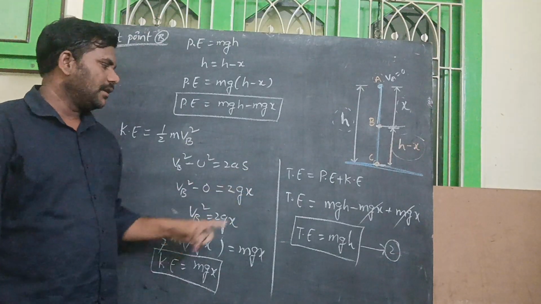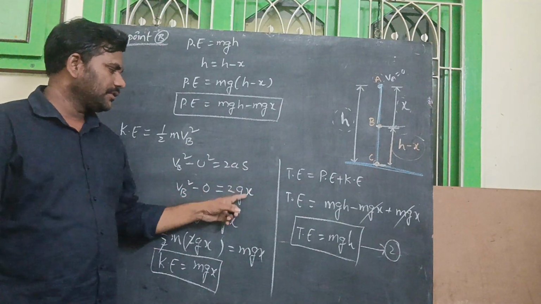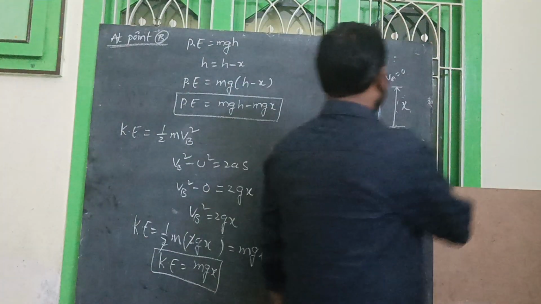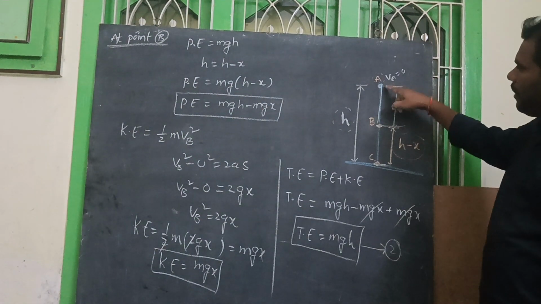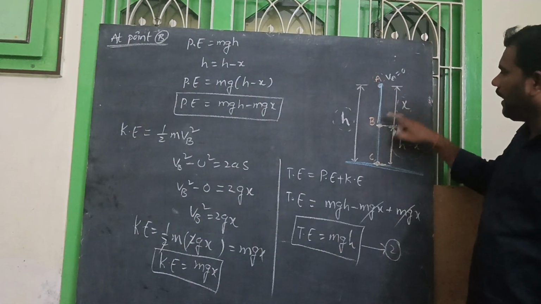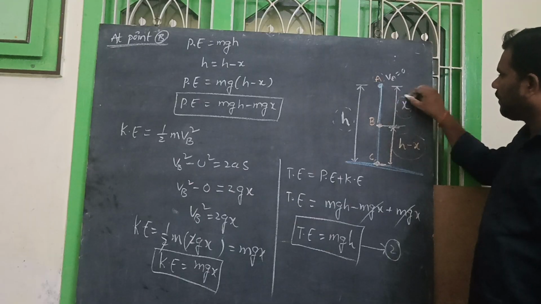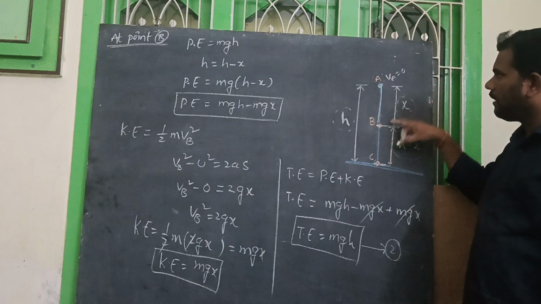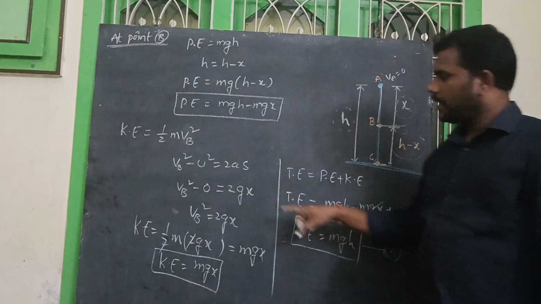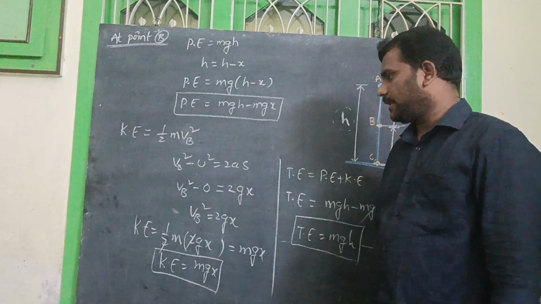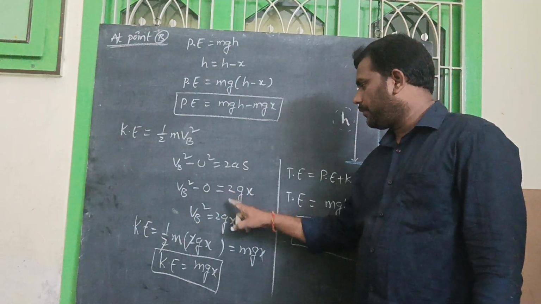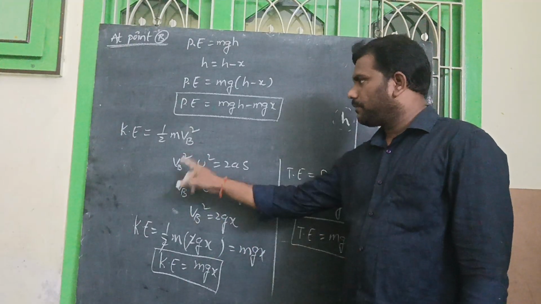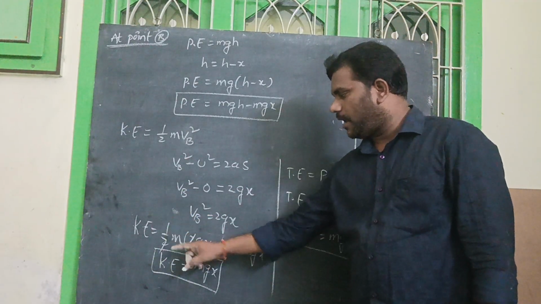So here, freely falling, we write a is equal to g. And for the displacement, s is equal to x, since the body travels from A to B. How much displacement is traveled? x displacement from A to B. Then we consider s is equal to x. Then vB square is equal to 2gx. From the kinematic equation, kinetic energy is equal to half m.